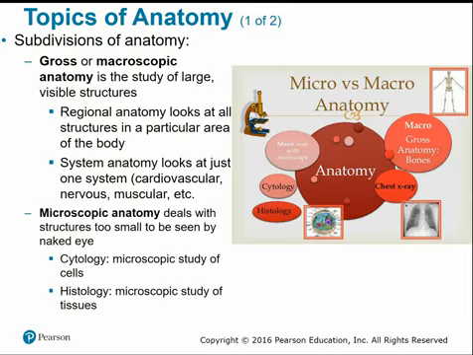Microscopic anatomy, we're looking at structures that are too small to be seen by the naked eye and would require the use of a microscope. So cytology is the microscopic study of cells, and histology is the microscopic study of tissues.